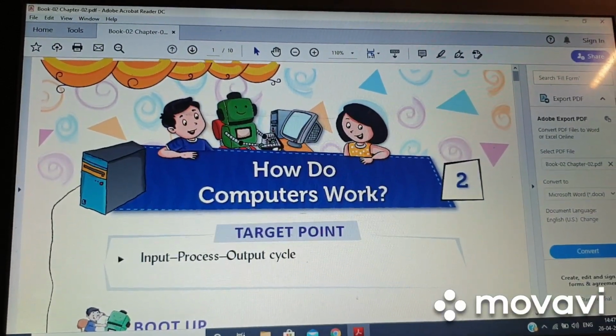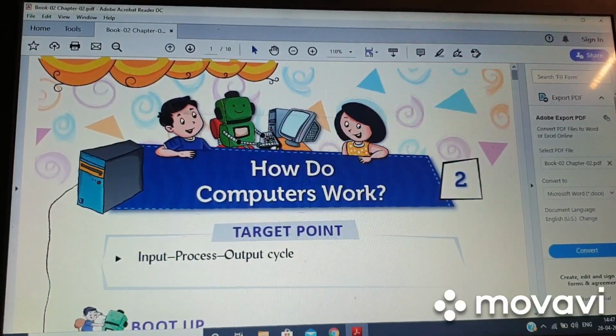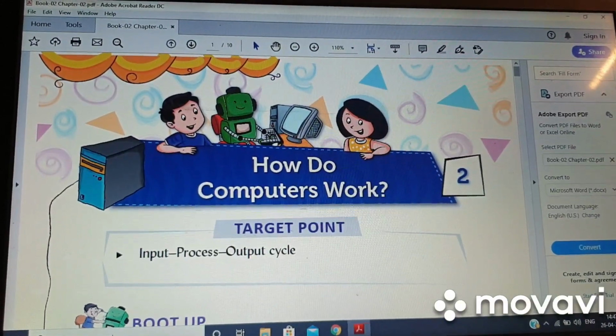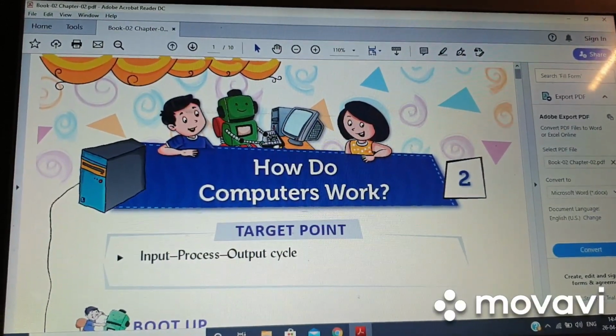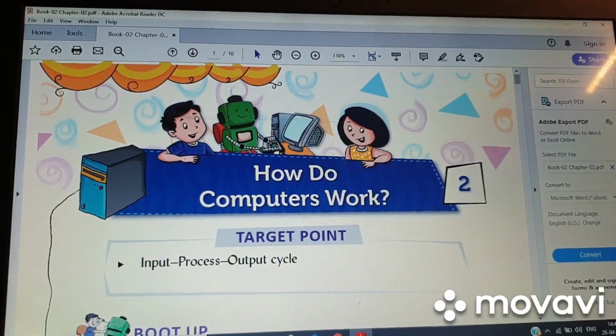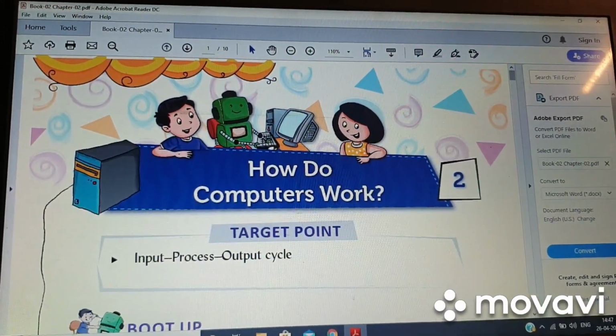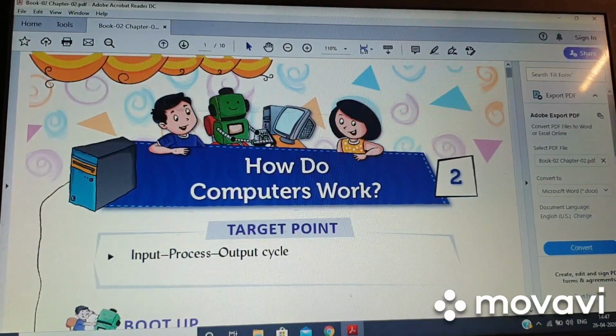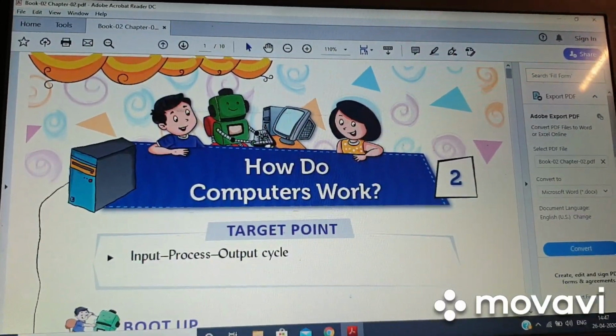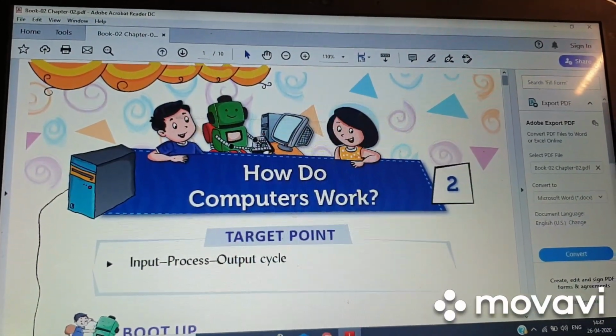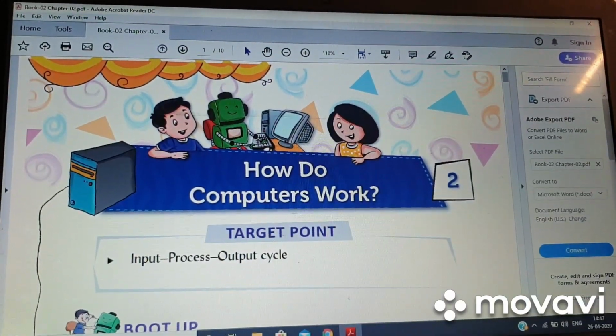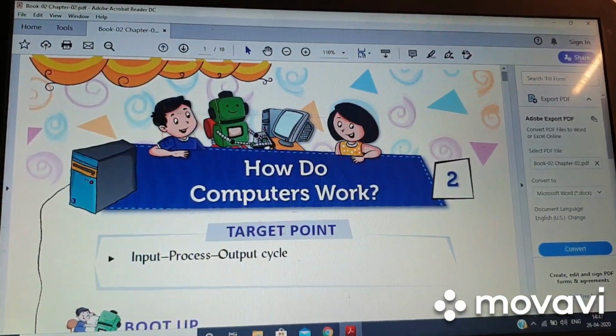So, children, I also hope that you have done and revised your chapter 1 in computer properly and done the assignment given by me. So, today we are going to start with a new chapter, that is how do computers work. First, we will be doing the reading of the chapter. So, let's get started.